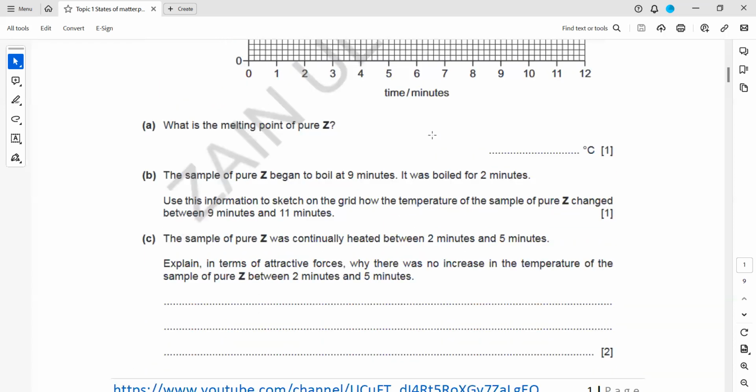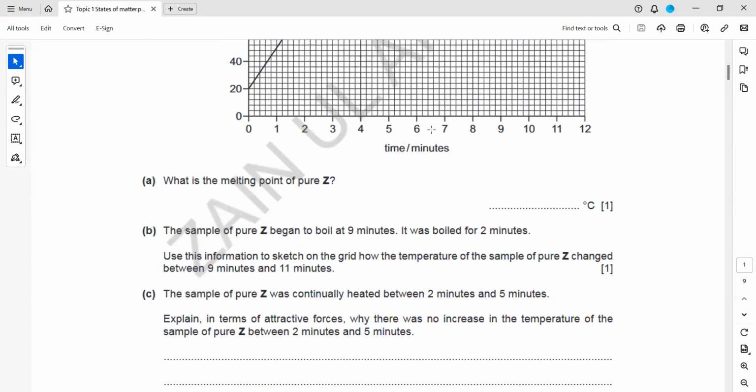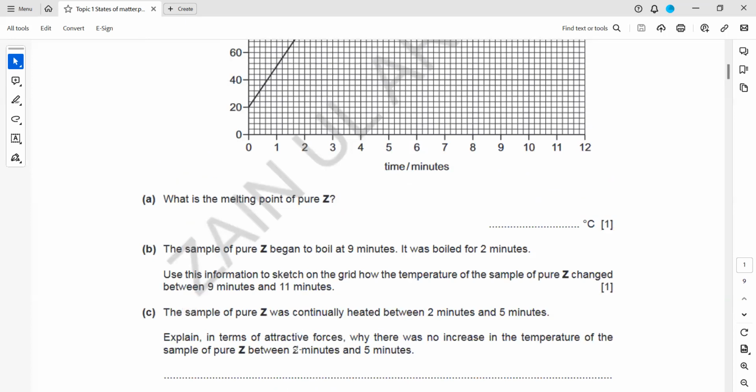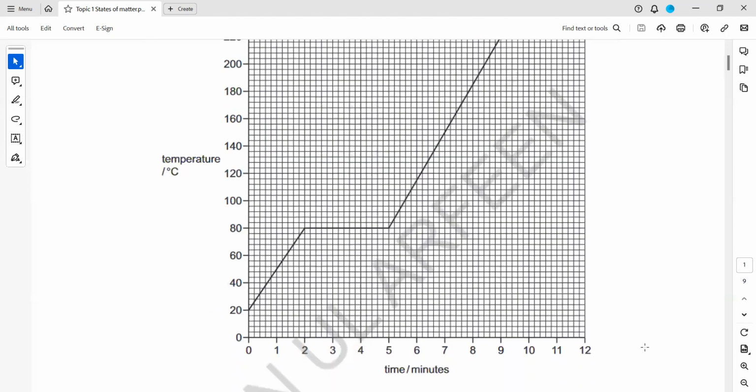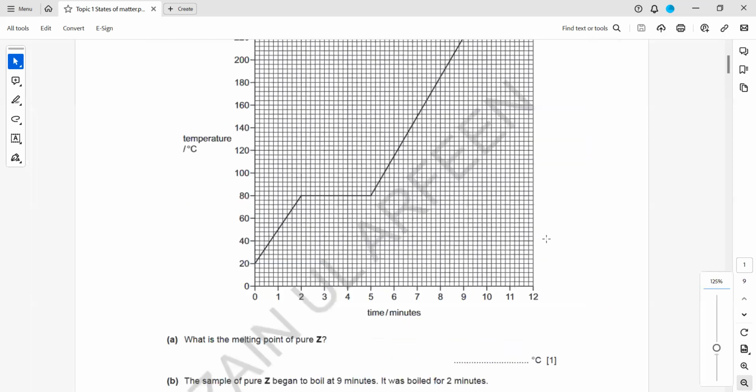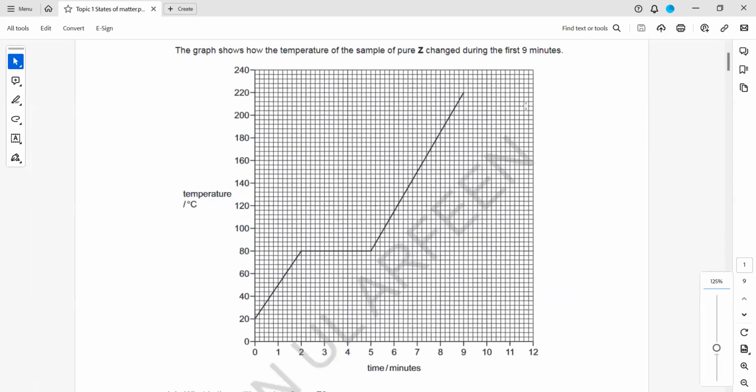A sample of pure Z begins to boil at 9 minutes and it was boiled for 2 minutes. Use this information to sketch on the grid how the temperature of sample Z changes between 9 minutes and 11 minutes. So we have to complete the graph from 9 minutes to 11 minutes. It will be a straight horizontal line from 9 minutes to 11 minutes.